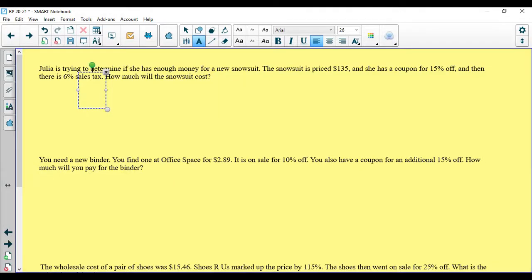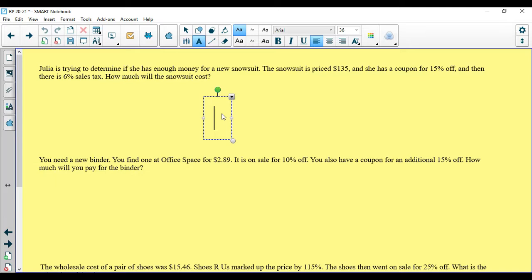Today we're continuing our practice with percent equations, but we're moving into problems where there are multiple percents. I want to start by talking to you about a common mistake that students make. So let's read this problem first, and then I'm going to show you the error that students make, and I see it every year. Julia is trying to determine if she has enough money for a new snowsuit.